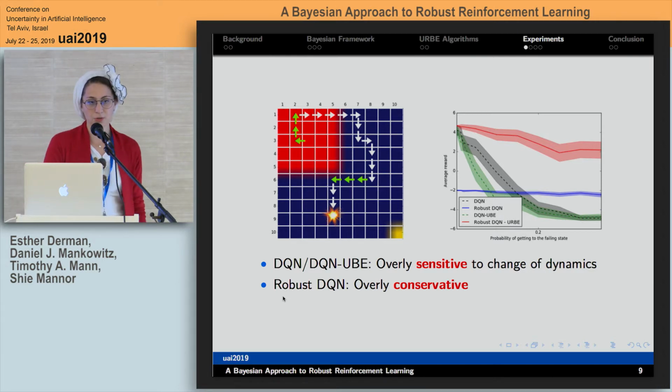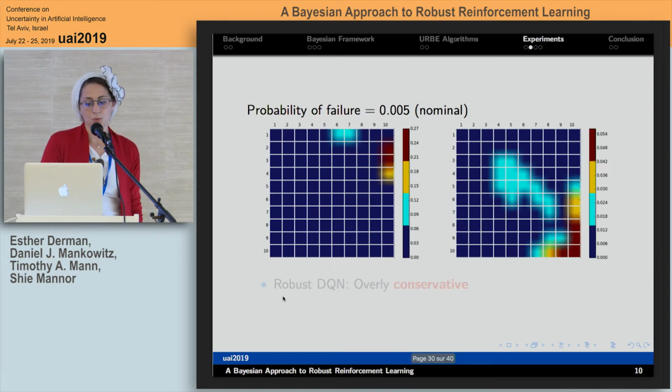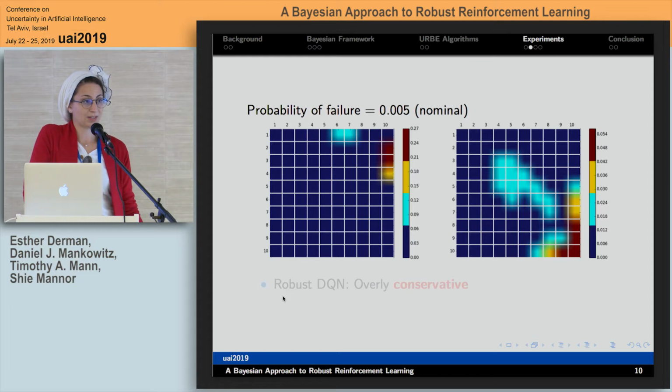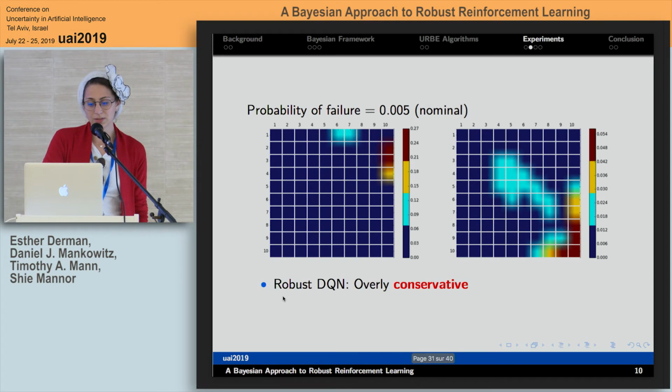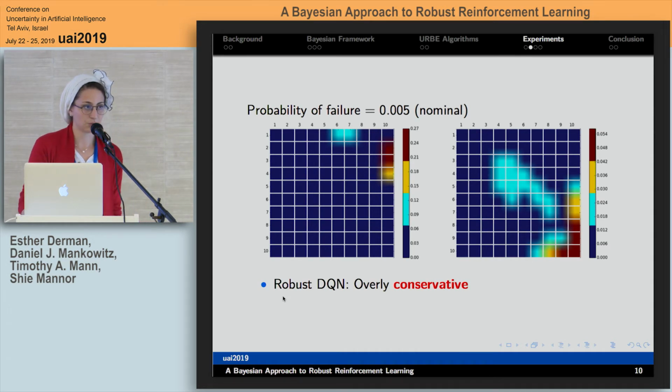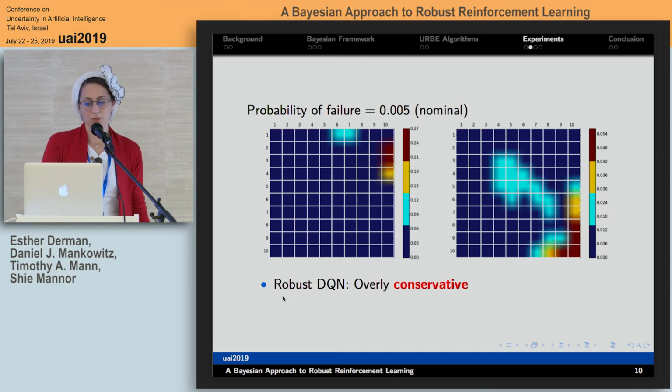And to better visualize this, we plotted heat maps of the states visited by each agent when the probability of failure is 0.005, which is quite low. And on the left-hand side, we see that the robust DQN doesn't get to the goal state, whereas our URB approach does visit the goal state quite often.